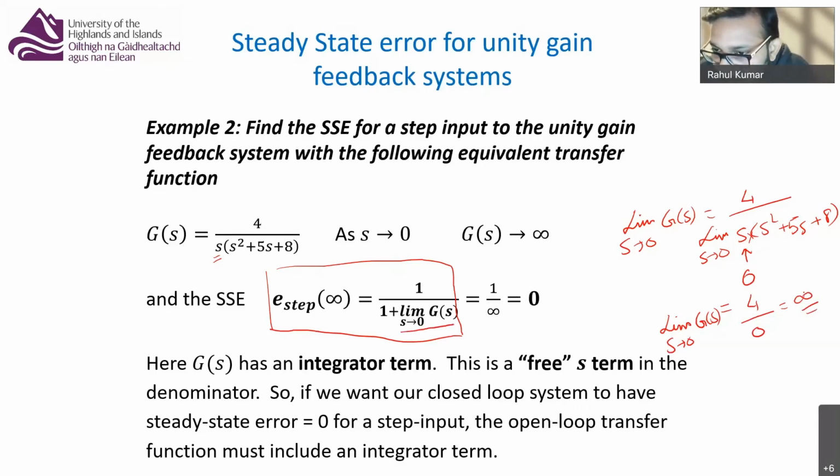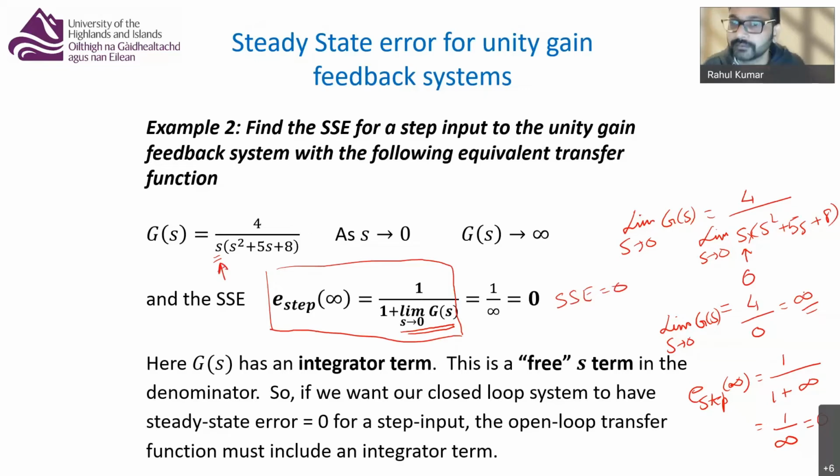And if I replace it in the formula, e step at t equals infinity, it will come out to be 1 divided by 1 plus infinite. If you add anything to infinity, it is infinity, right? So you will get 1 divided by infinite, and 1 divided by infinite is 0. So what we get is my steady state error becomes 0 if I add this s.